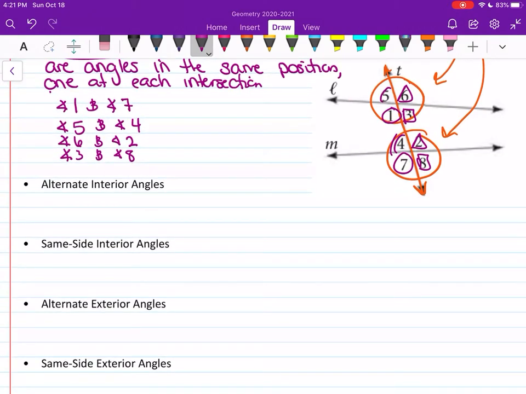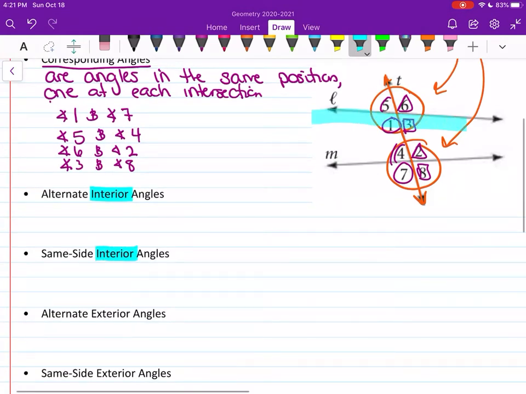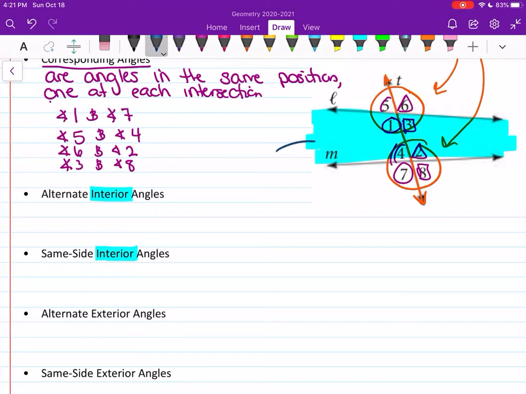The next set of angles, if you notice, we have alternate interior, same side interior, alternate exterior, and same side exterior. So we have all these pairings of words, and if we understand what interior versus exterior means and what same side and alternate side means, then we can easily identify these. So let's talk about that. The interior is going to be the space between my two lines. So all of this space in here is considered the interior.